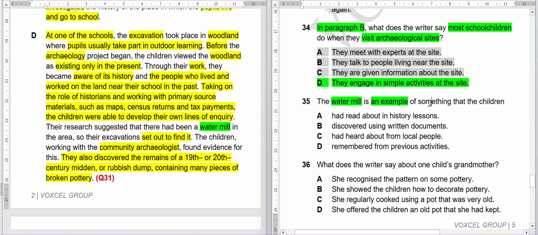had read about in history lessons, discovered using written documents. So they are saying that they discovered it using documents, heard from local people, or remembered from previous activities. Okay, so this is our location obviously. Now you have around 10 seconds, tell me the answer. And the time starts now.